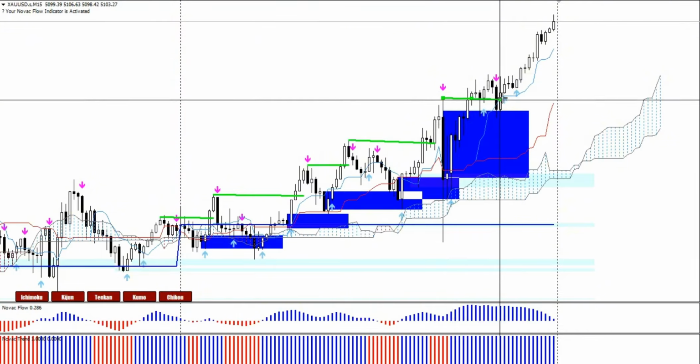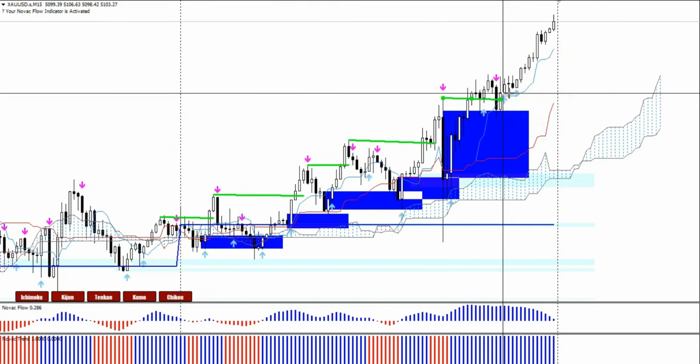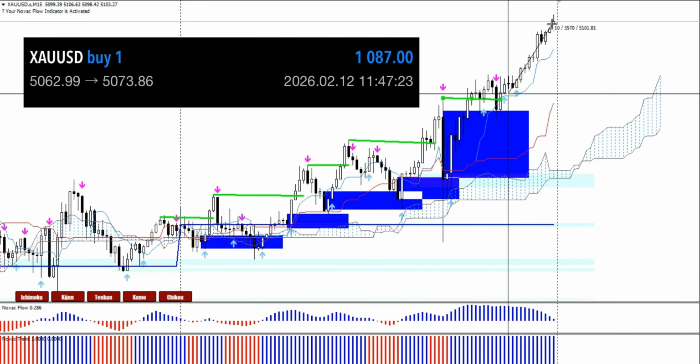It closed above this Tenkan-sen line. If you're not sure, you wait for the arrow, and then you enter. Stop loss below here is about 100 pip or so. And then it went up, about here, about 390 pip.